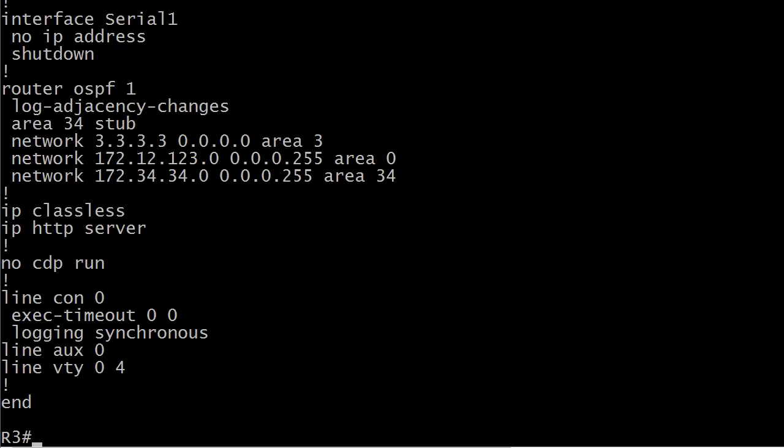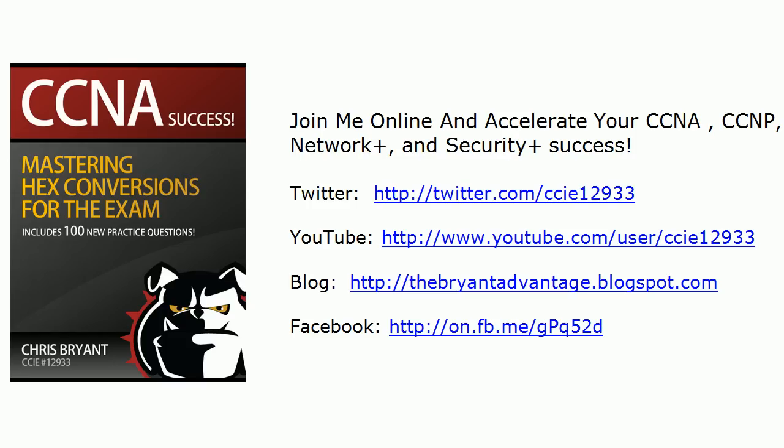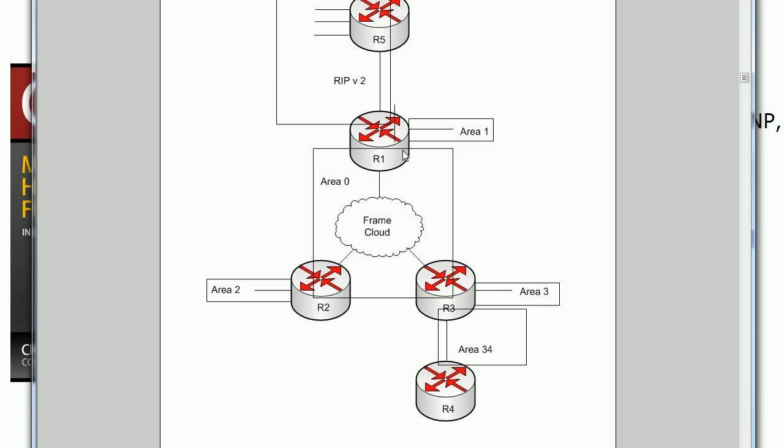Now, I'd like you to tell me what the command is to make this a total stub area, and on what router or routers the command has to go. Because it might be easy to look at that network again. Let me bring that back up. You could look at this too and say, well, okay, this is where the route redistribution is happening on router 1, so we could make that a stub area or a total stub.